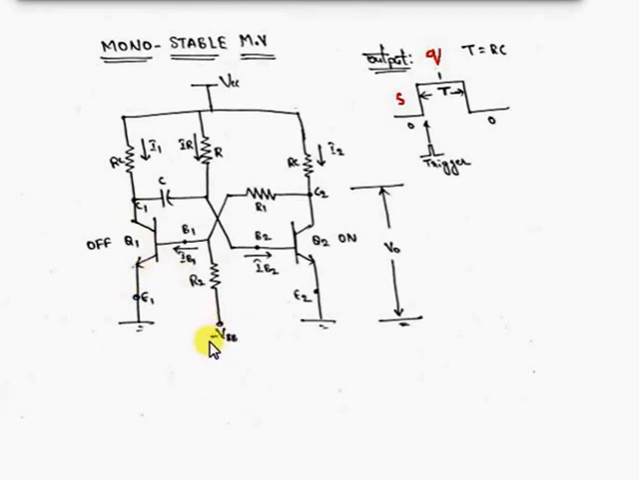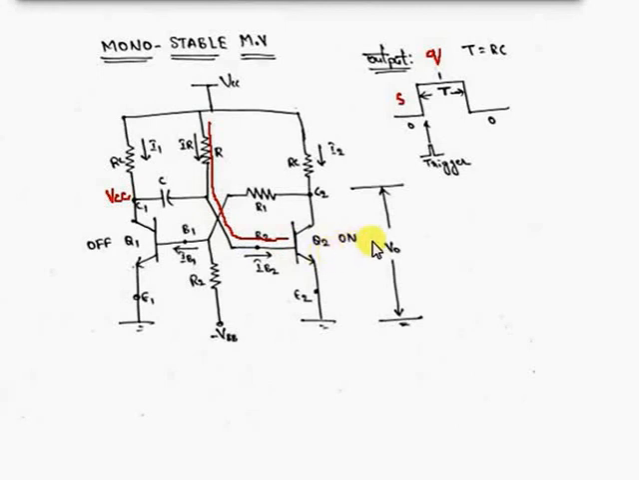This negative power supply acts as a reverse bias for transistor Q1, so due to the negative power supply, transistor Q1 is in the off state. Whenever you switch on the power supply VCC, since transistor Q1 is off, the voltage across C1 is VCC. One terminal of the capacitor is at VCC, so the current flows through R from VCC to the base of transistor Q2, and due to this current flow, transistor Q2 is in the on state.